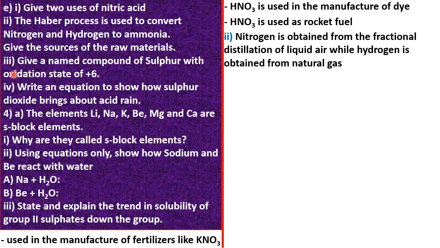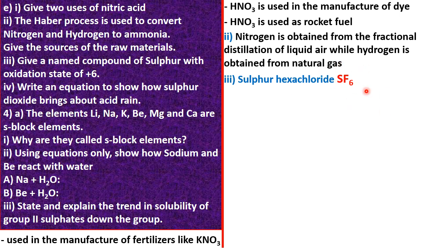Now the Roman 3 is saying that we should give a named compound of sulfur which has an oxidation state of positive 6. So guys, there are a lot of compounds out there. I think the best one for us to give, guys, is simply sulfur hexafluoride. Okay, sulfur hexafluoride, because we have SF6.